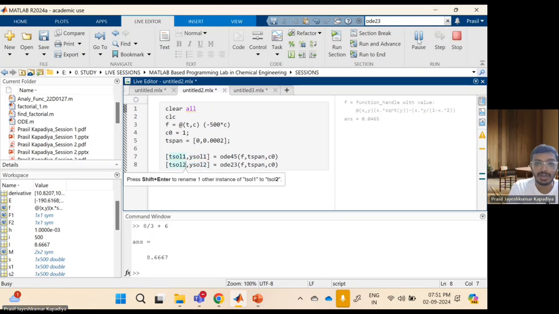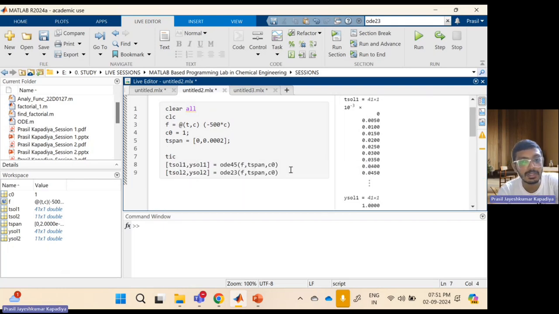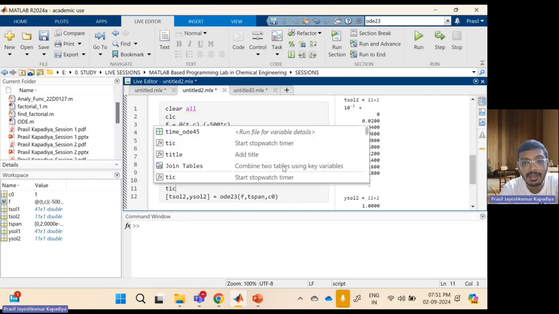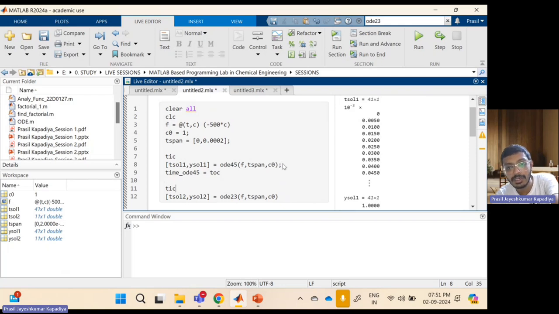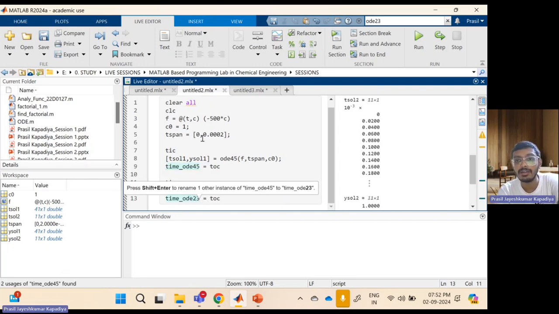But here our task is not to find a solution, but to find which solver is faster or which solver is slower. For that, there is a MATLAB inbuilt command. I will start with tic. This will start our stopwatch, and time_ODE45 will be equal to toc. Toc means it will stop. Same thing we'll do with tic. The solutions we don't need right now; we need time. And same thing we will do for ODE23. Let's see what we are getting.